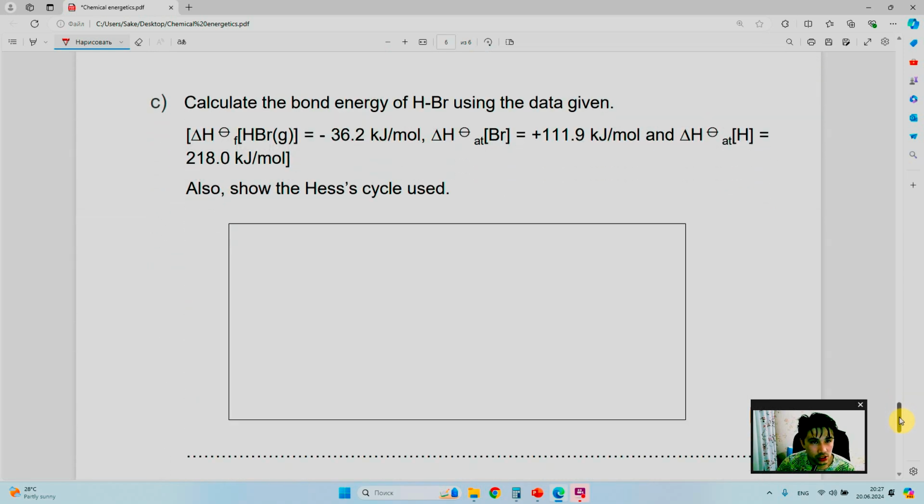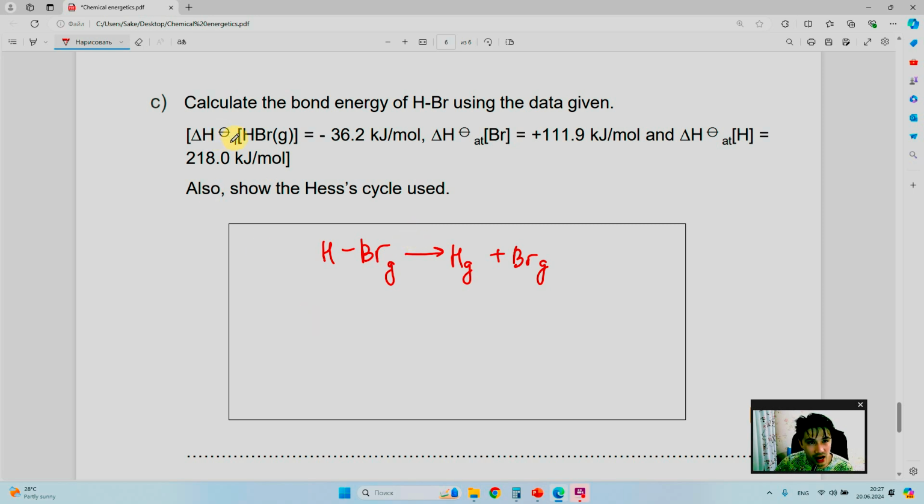Okay, next question is about using bond energies and atomization energy and construction of a cycle. It's a bit rare question, but still you can find some questions like that. So we need to find out the bond energy of this bond. So what is bond energy value? We have this in a gaseous state, and that gives us hydrogen gaseous atoms and bromine gaseous atoms. So that is the enthalpy change that we need to find out.